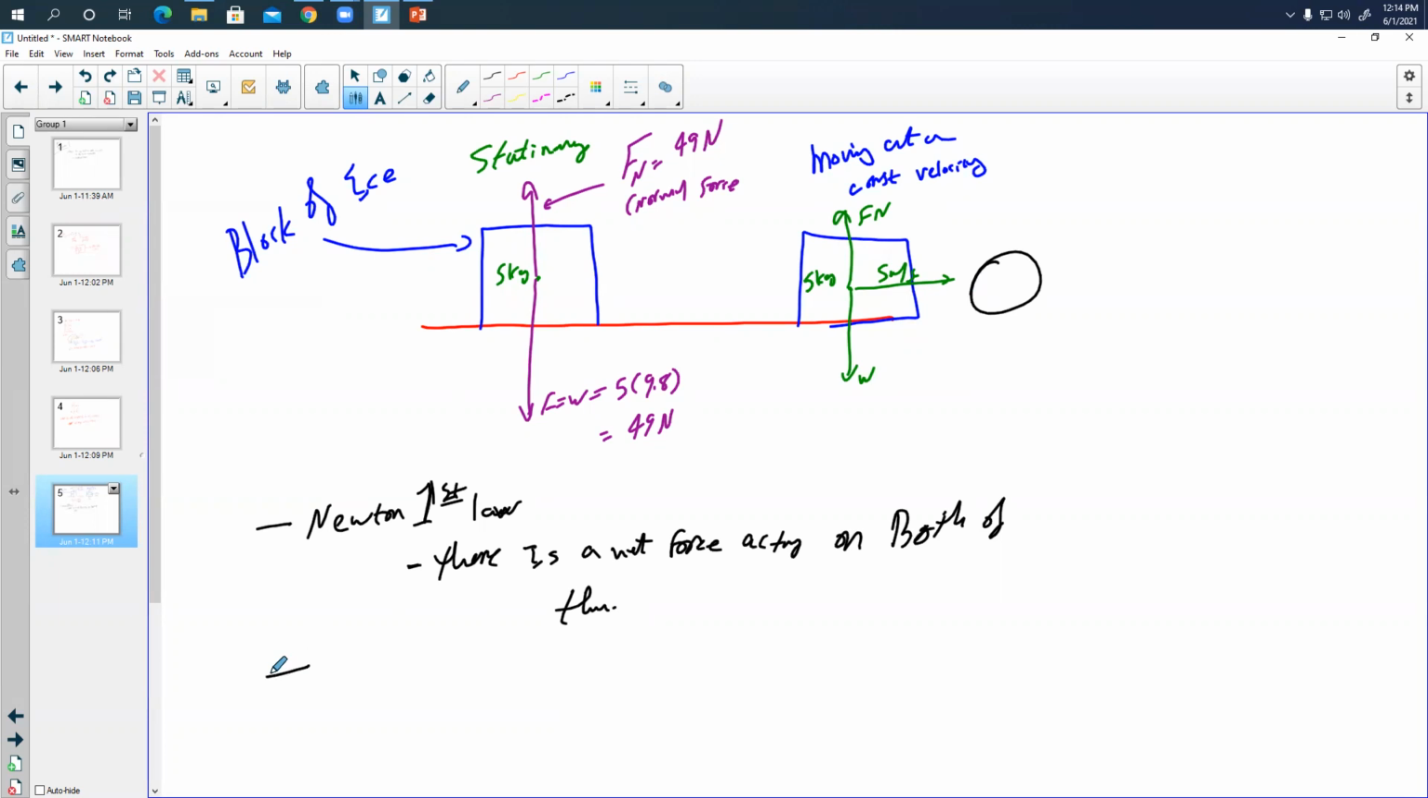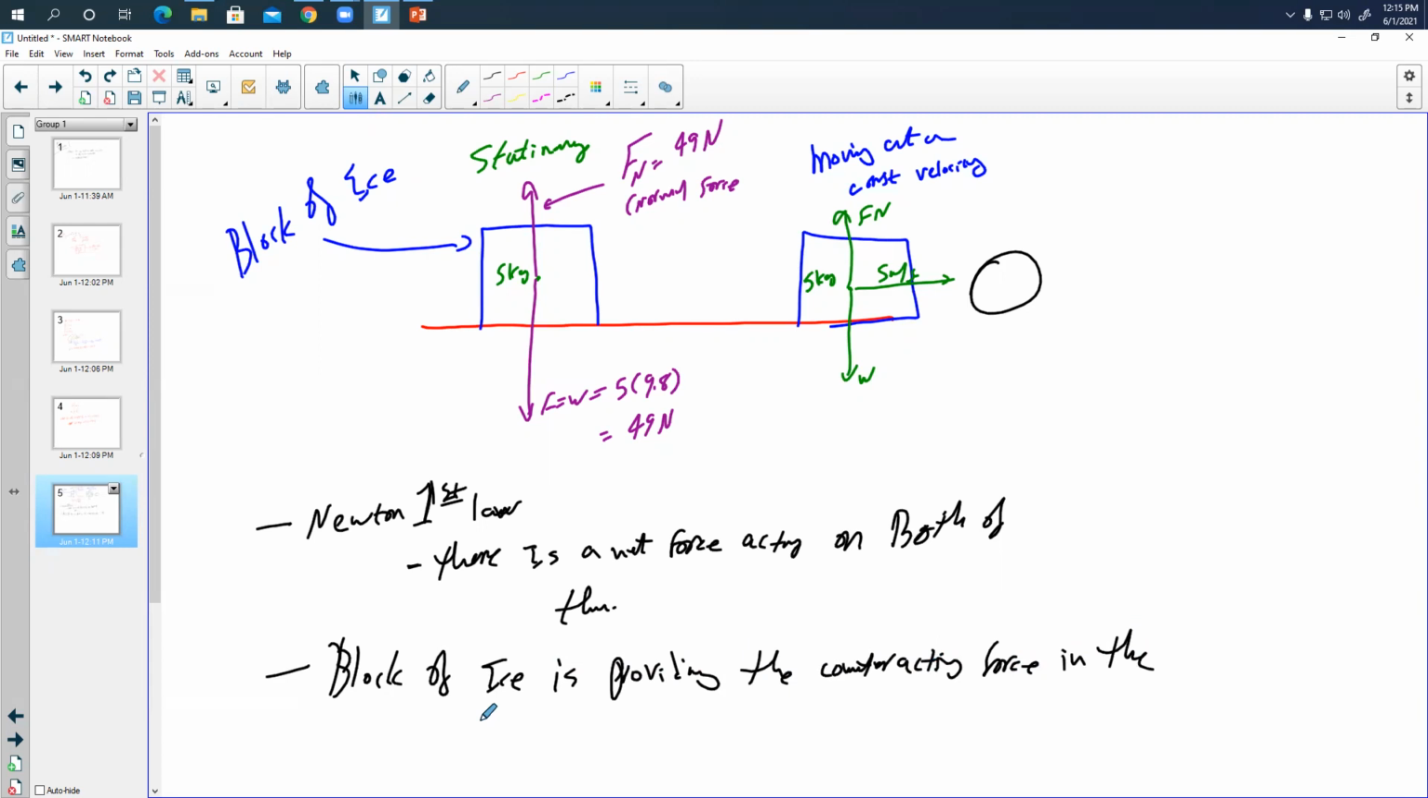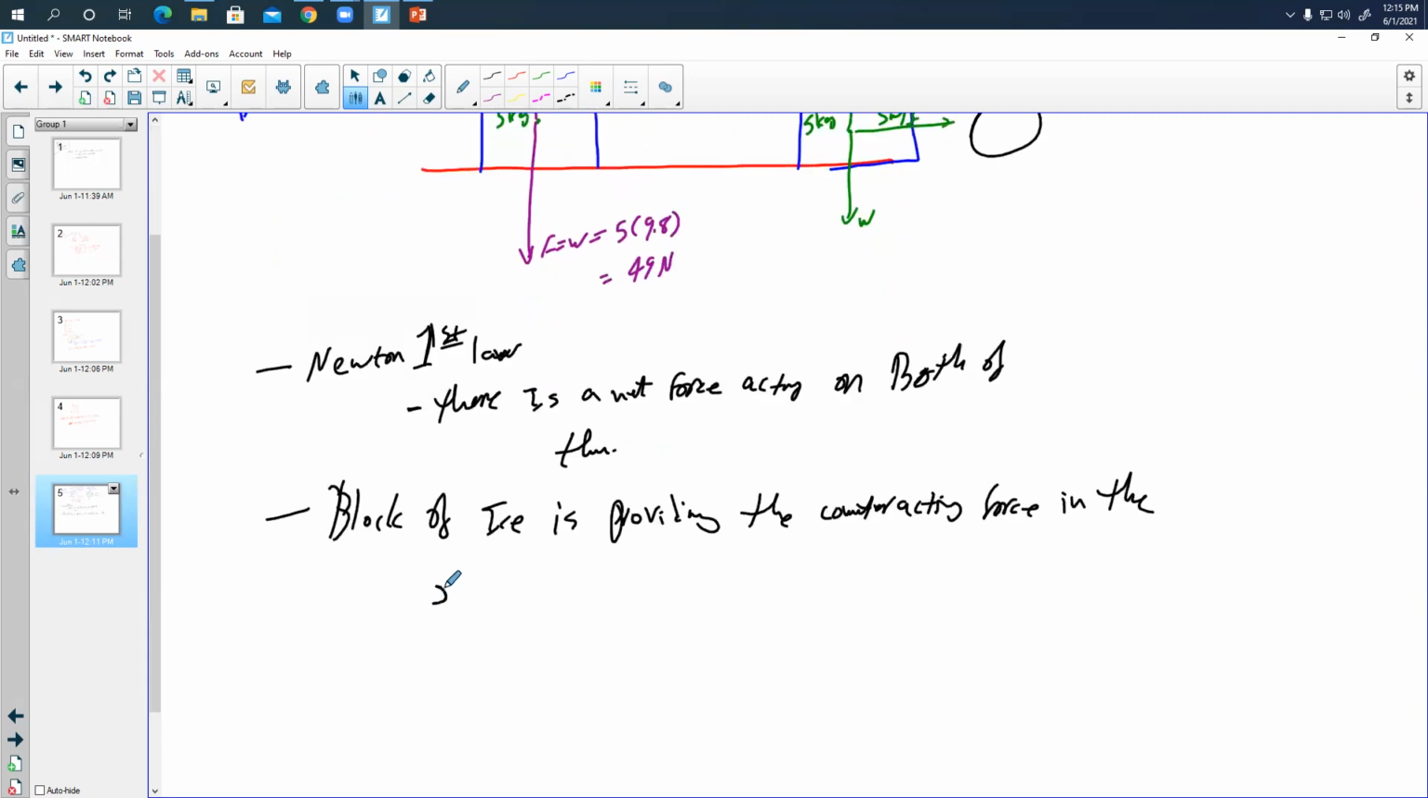So your block of ice is providing the counteracting force in the opposite direction.